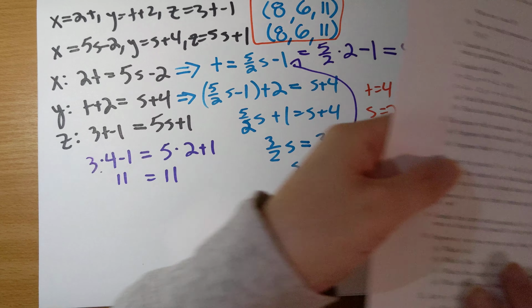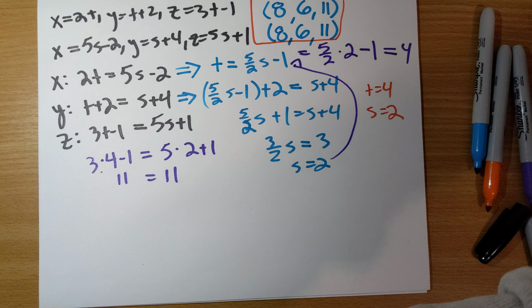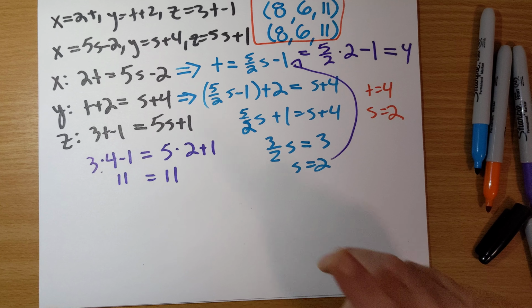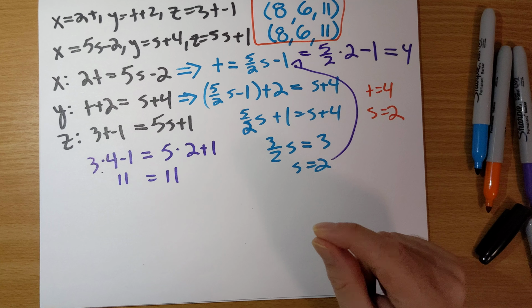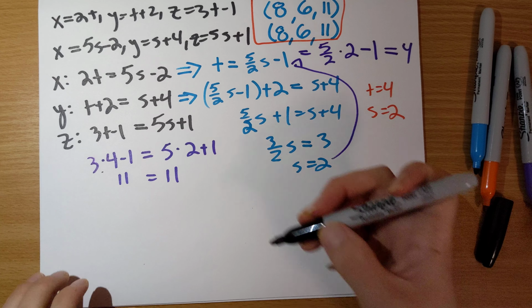So then the second part is find an equation of the plane that contains both lines here. So for an equation of the plane, we need two things. We need a point and a normal vector. We have the point, 8, 6, 11. We need a normal vector. How do we do that?